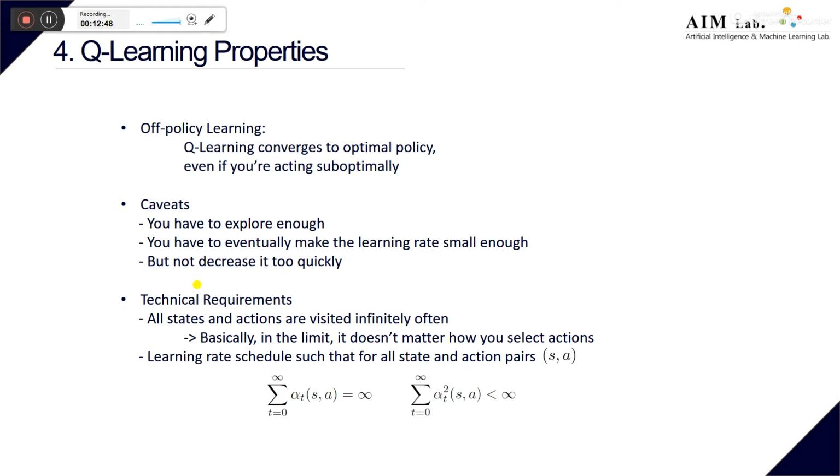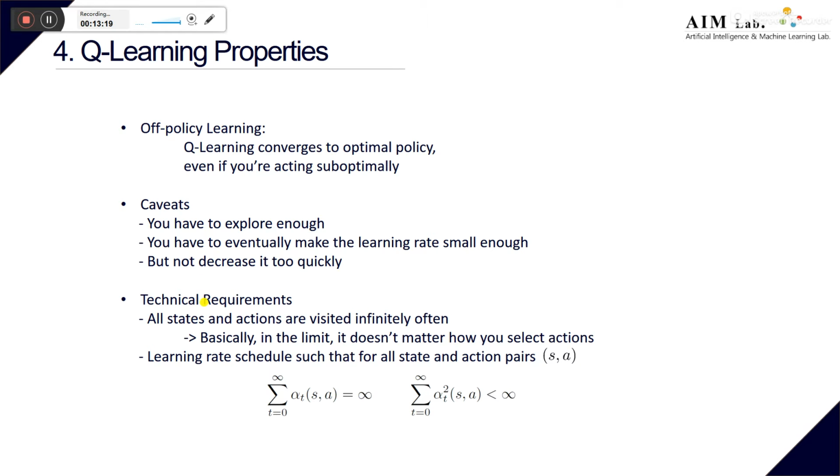Here is the result of tabular Q-learning. Q-learning converges to the optimal policy even if we are acting suboptimally. It means that if we take the greedy policy with converged Q values, and also, even if we choose actions very randomly, it also converges to the optimal policy.